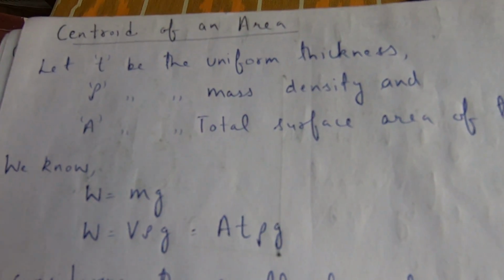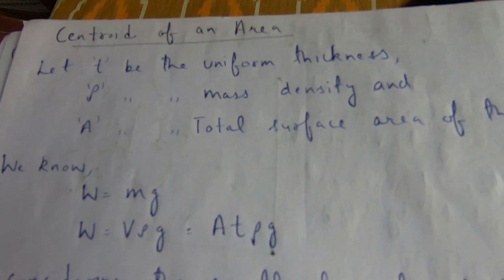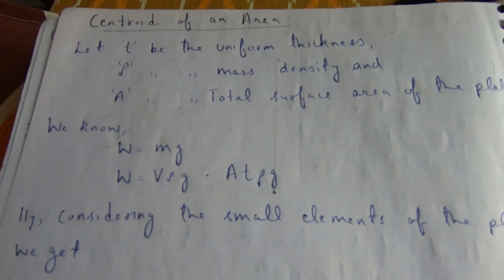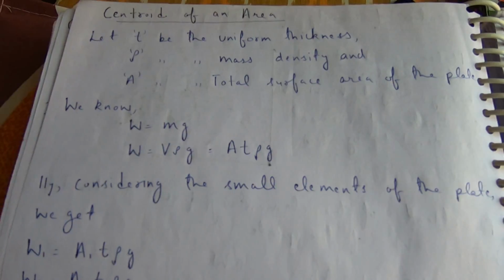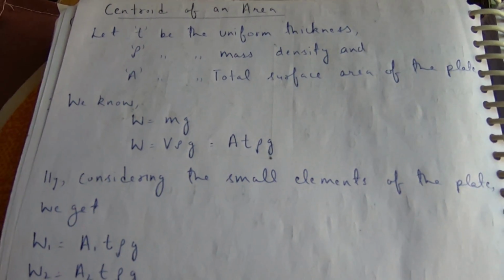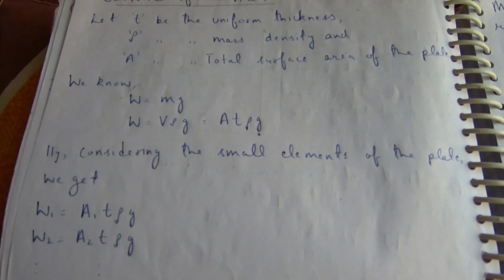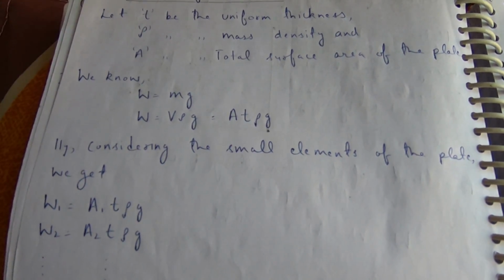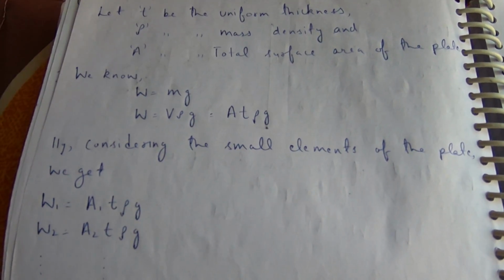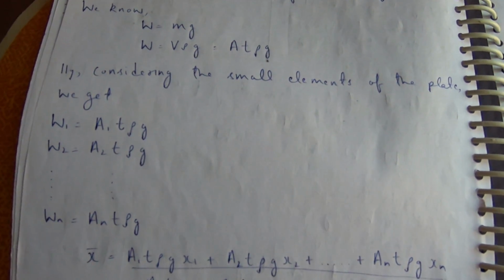Centroid of an area. Let T be the uniform thickness, rho be the mass density, and A be the total surface area of the plate. We know W is equal to m into g, where m is equal to V into rho. W becomes V rho g, which is equal to A T rho g.